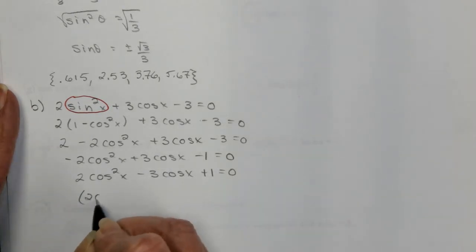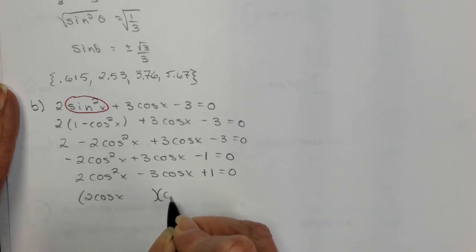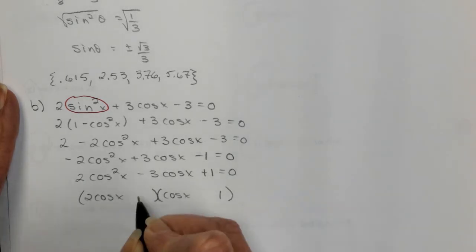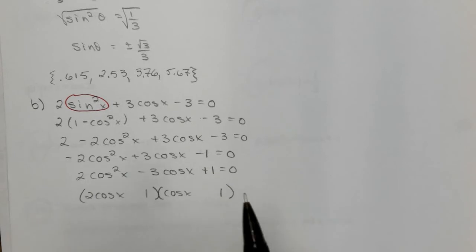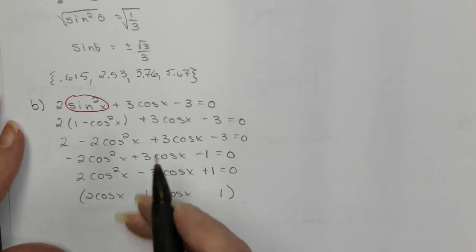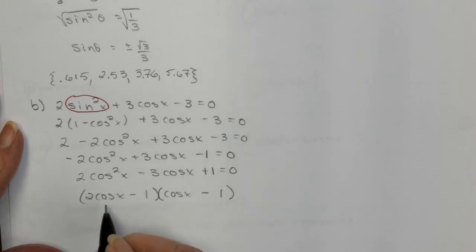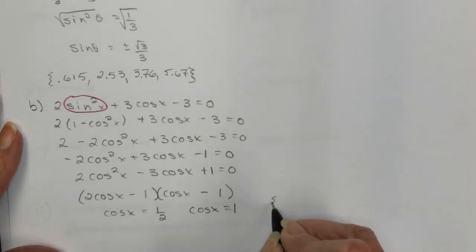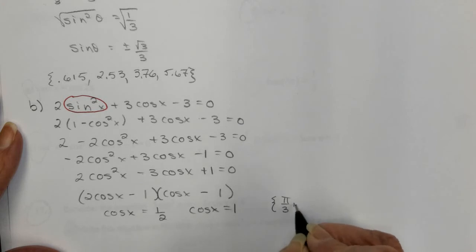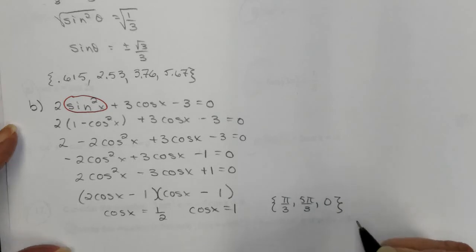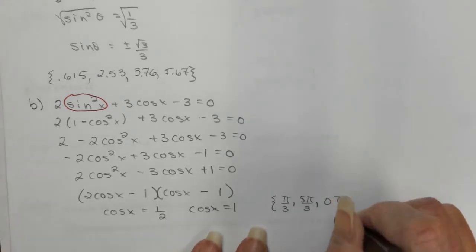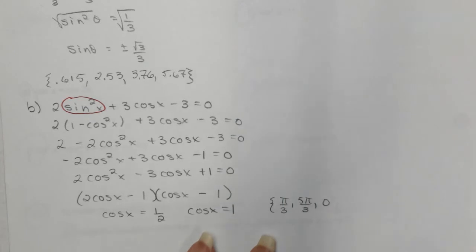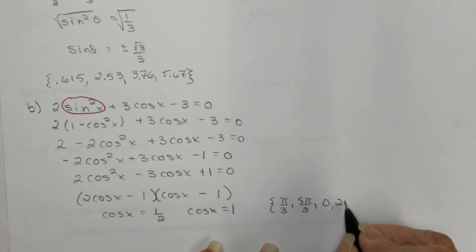Now, I'm going to get a 2 cosine x here and a cosine x here. And this one's not that hard to factor because this is a positive one, which means my signs have to be the same. They're both negative. So I'm going to get cosine x equals 1/2, cosine x equals 1. So the solution set for that is going to be pi over 3 and 5 pi over 3. And cosine is 1 at 0. There you go. Oh, and also at 2 pi, because I think 2 pi is included in the interval. And it is. So let me go ahead and put that in.